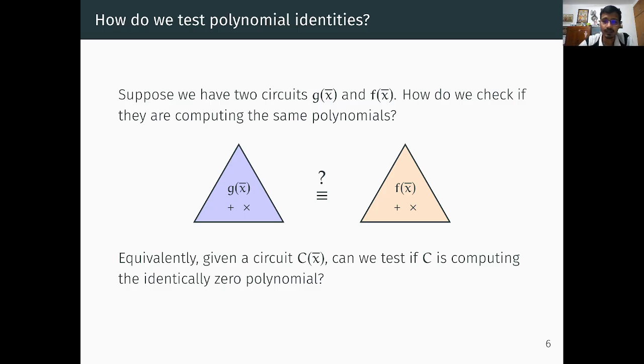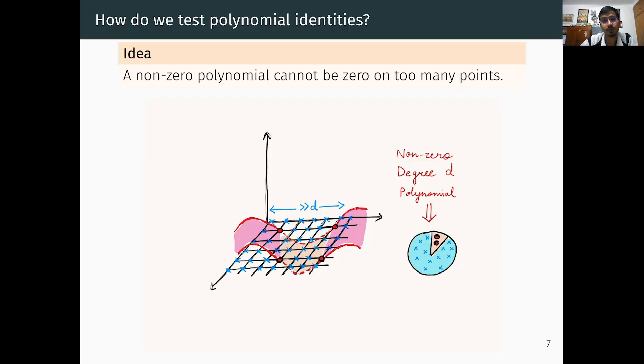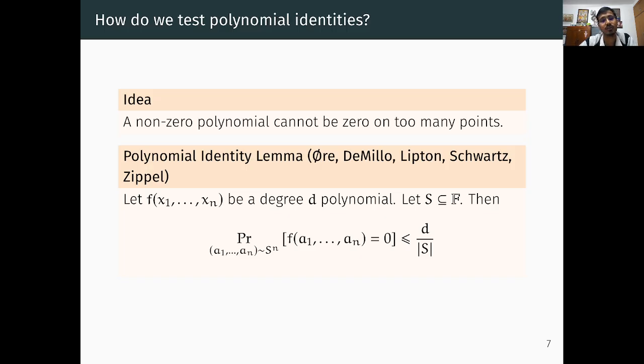A sort of easy randomized algorithm for this problem comes from the following principle, which is that a non-zero polynomial cannot be zero on too many points. And a way to formalize this is via the polynomial identity lemma, which is attributed to many people, amongst them commonly Schwartz and Zippel. It says that a non-zero polynomial, when evaluated on a large enough grid, cannot be zero on too many points. And so the easy randomized algorithm is to just pick a large enough grid and sample a few random points and test your polynomial identity on these points.